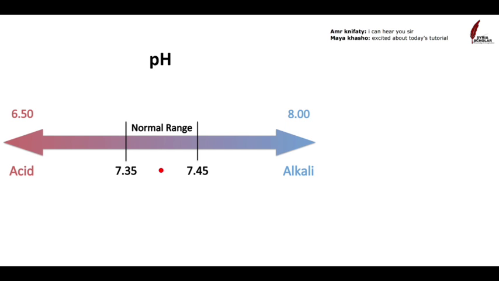The thing to remember, I'm sure many of you are aware of how pH functions, but just to recap, if the pH is low, then you're more acidotic. So a pH of 6 is more acid than a pH of 7. And if the pH is high, then you are more alkali or less acidotic. So a pH of 8 is more alkali than a pH of 7. Okay?